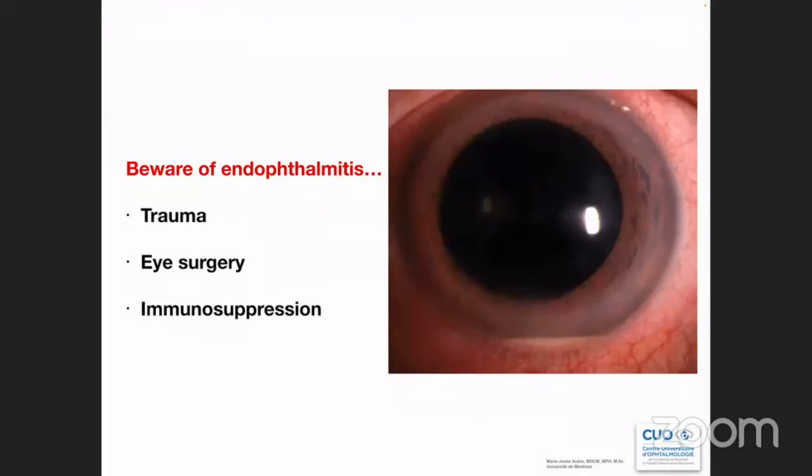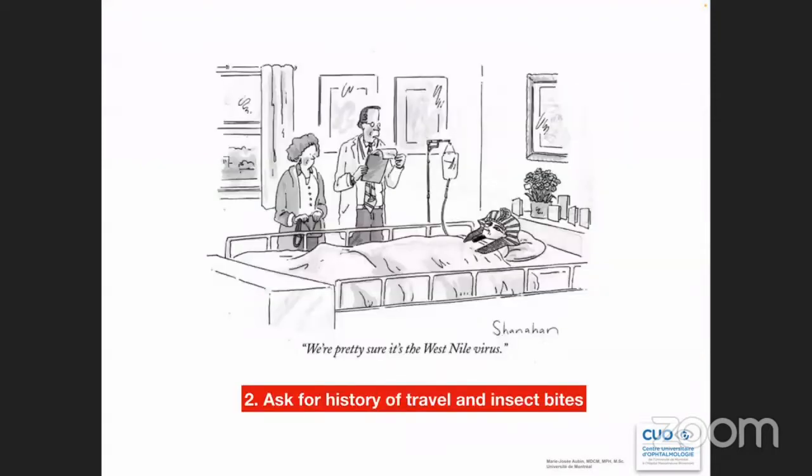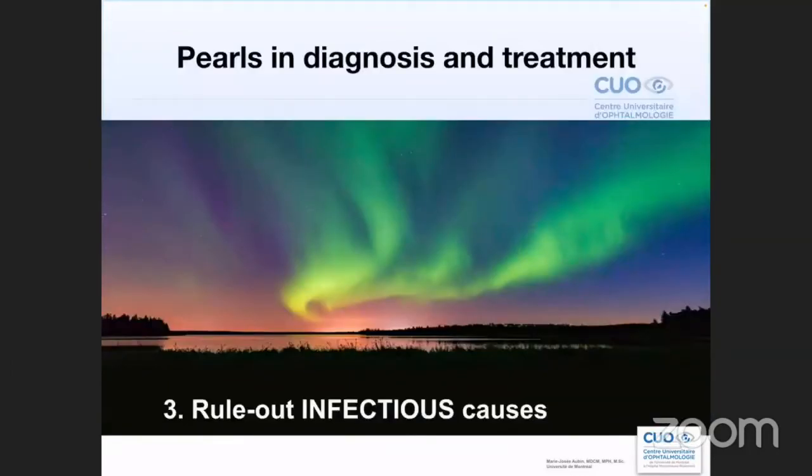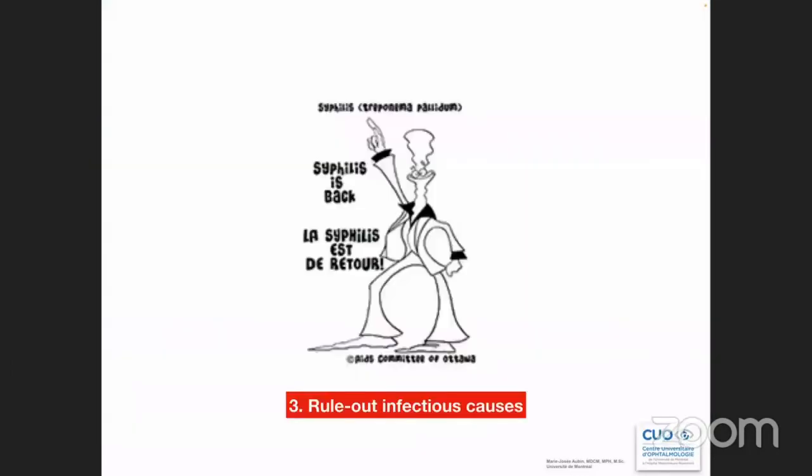Beware of endophthalmitis if you have had prior eye surgery or in a case of trauma. Immunosuppressed, look at the med list, and always ask questions for travel, insect bites, looking for zoonosis in our ever interconnected world. Always rule out infectious causes. And we do know syphilis is back.